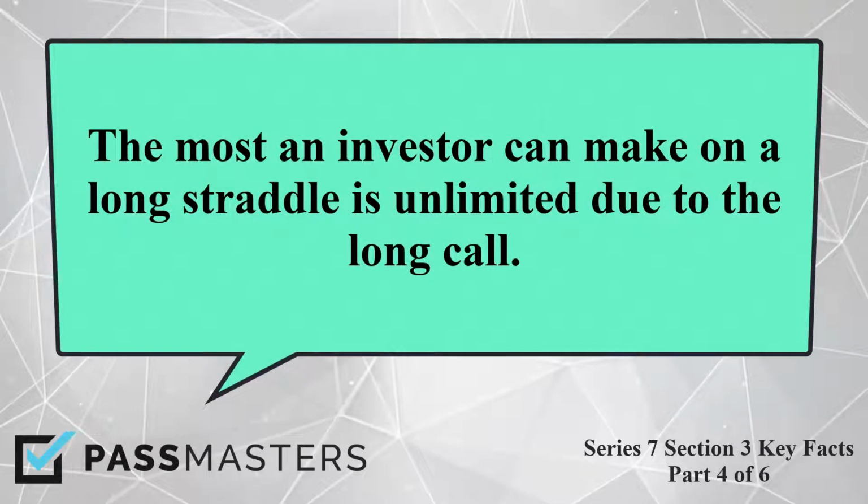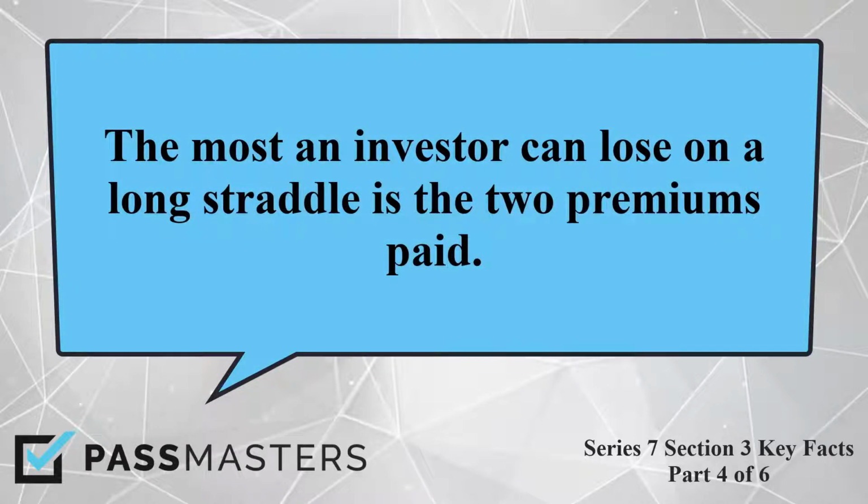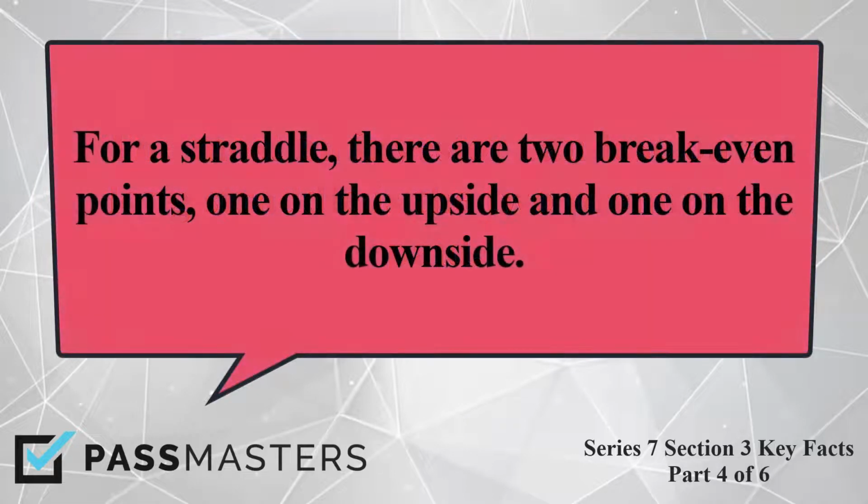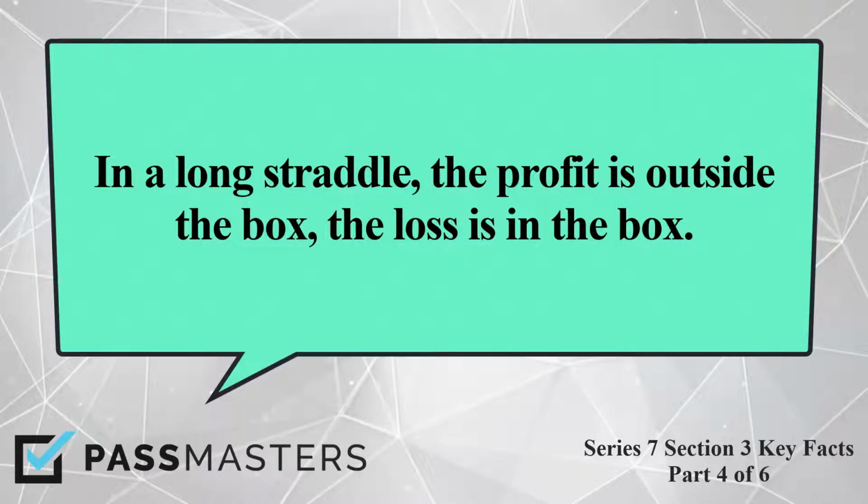The most an investor can make on a long straddle is unlimited due to the long call. The most an investor can lose on a long straddle is the two premiums paid. For a straddle, there are two break-even points, one on the upside and one on the downside. In a long straddle, the profit is outside the box. The loss is in the box.